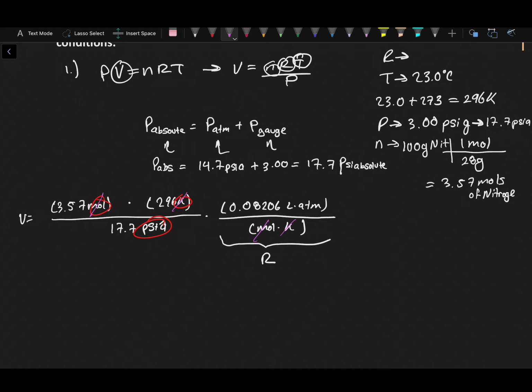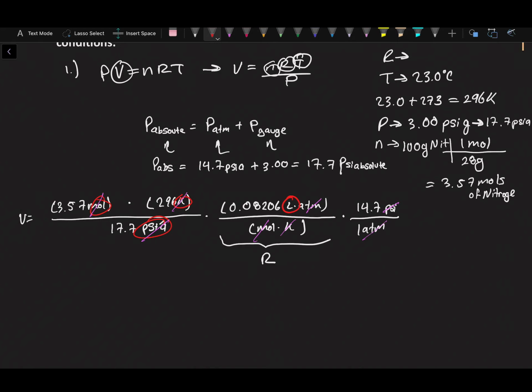Well, let's see, we want liters, so we probably don't want to get rid of that. But we have atmospheres and psia. So we use our table and we look for a unit conversion factor, one that relates atmospheres and psi. And we find that 1 atmosphere is equivalent to 14.7 psi. Perfect. We could cancel this, we could cancel that, we could cancel atmospheres, and we could cancel atmospheres. And that leaves us with liters. Perfect. That's what we needed. That's what the problem wanted us to find.